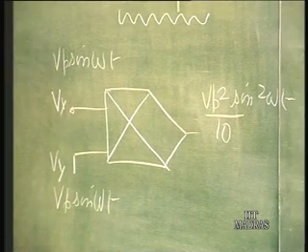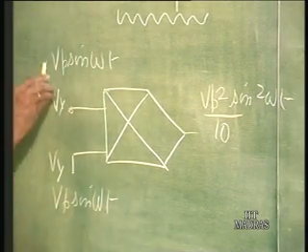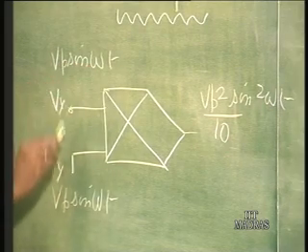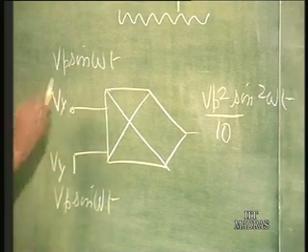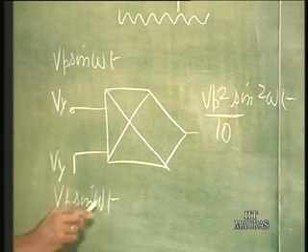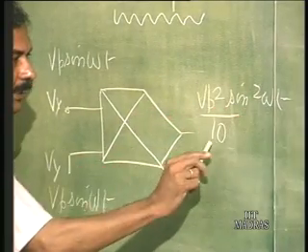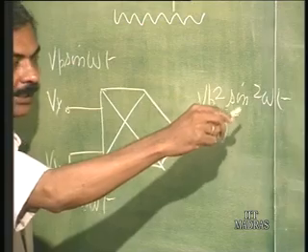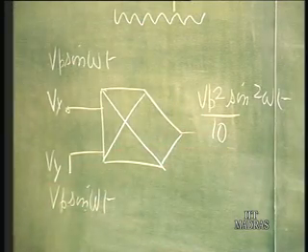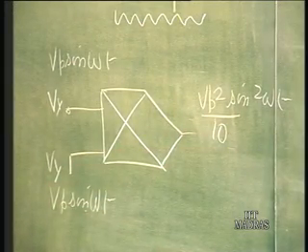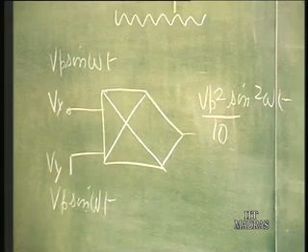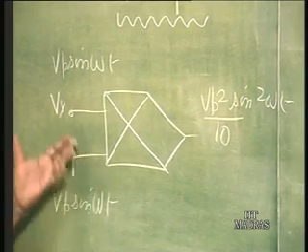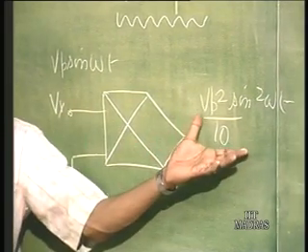Now, we will demonstrate another application of the multiplier, wherein the same input is fed to both Vx and Vy, Vp sin omega t, Vp sin omega t. The output will be Vp squared sin squared omega t divided by 10, which means it will have a DC component and a 2 omega t component. This is going to be its application as a frequency multiplier. So, if you feed omega, you get 2 omega as the output.